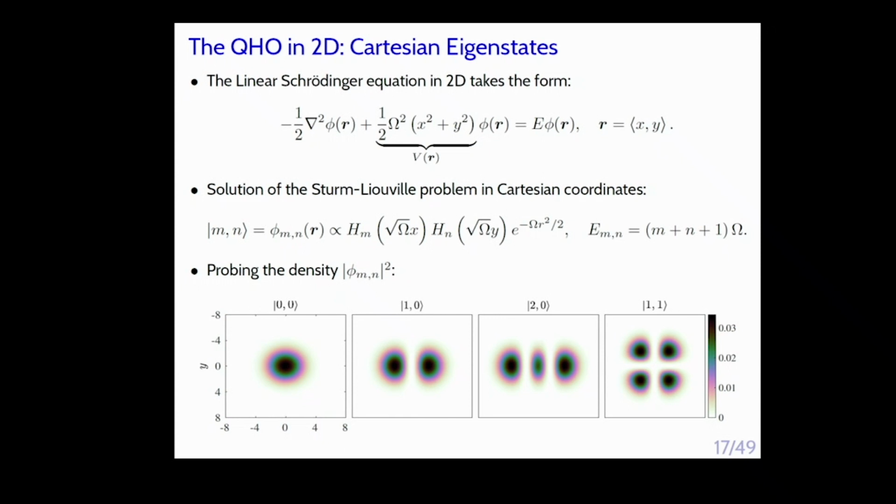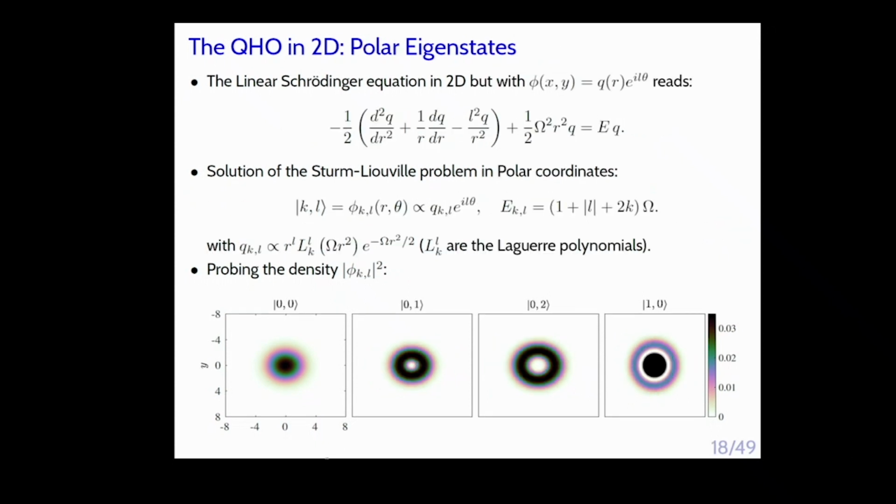It's the same state. The second excited state comes in two flavors. You have the 2,0 state, which has two crossings. And the other possibility is the 1,1 state, where you have one crossing along the x and along the y directions. Okay? You can also study the problem in polar coordinates.